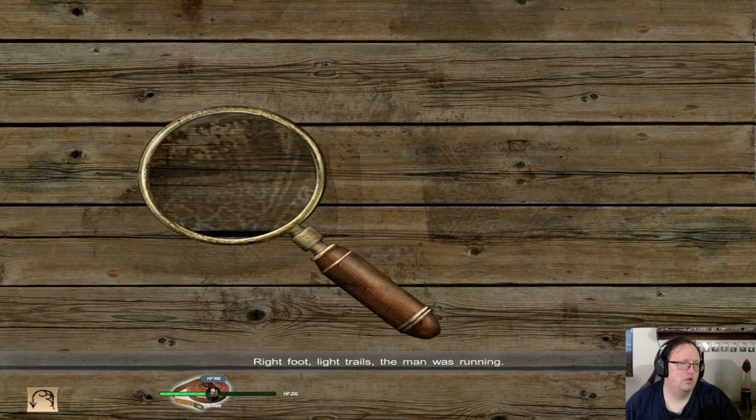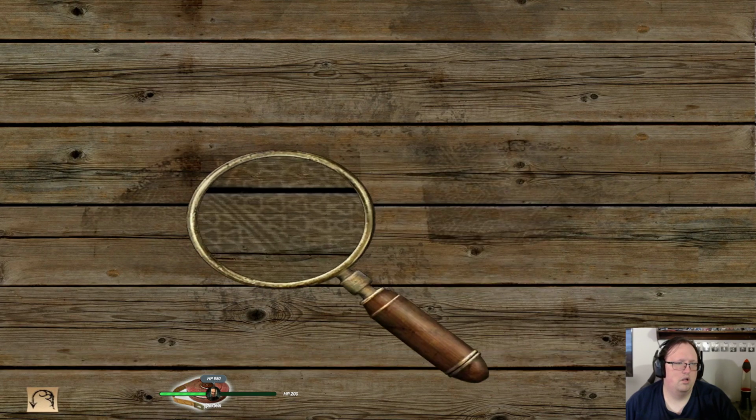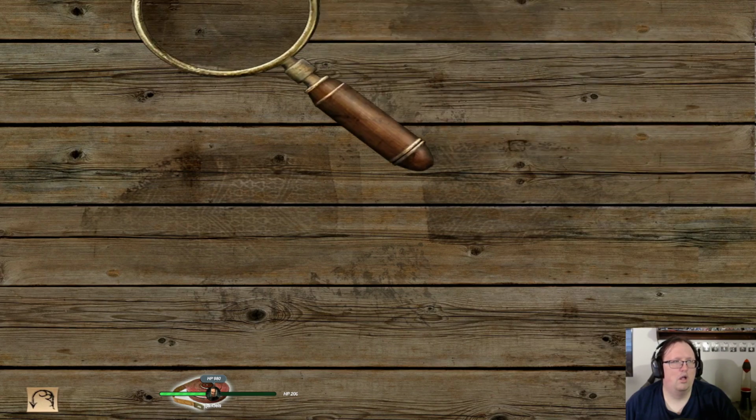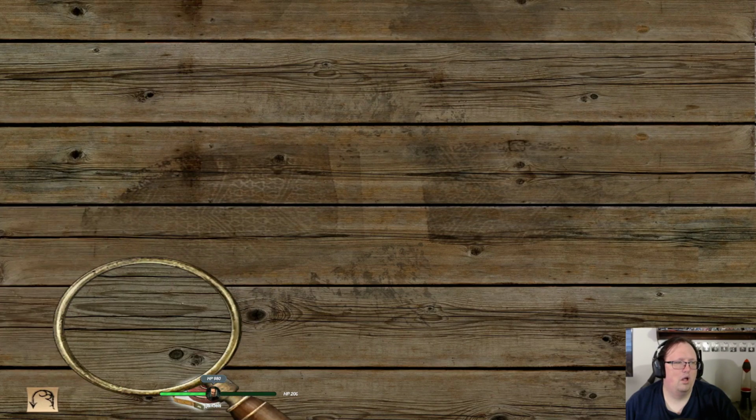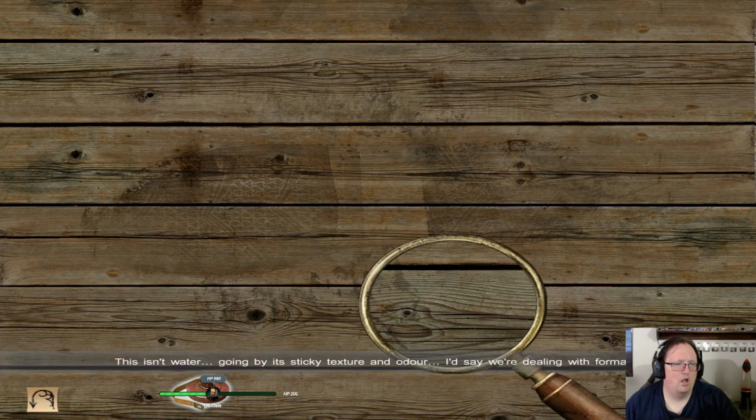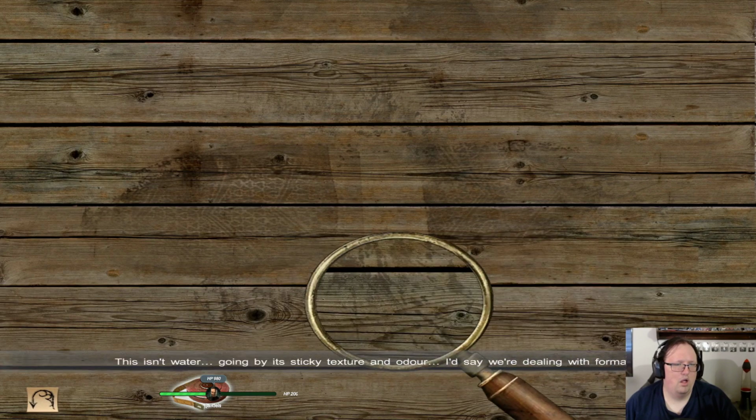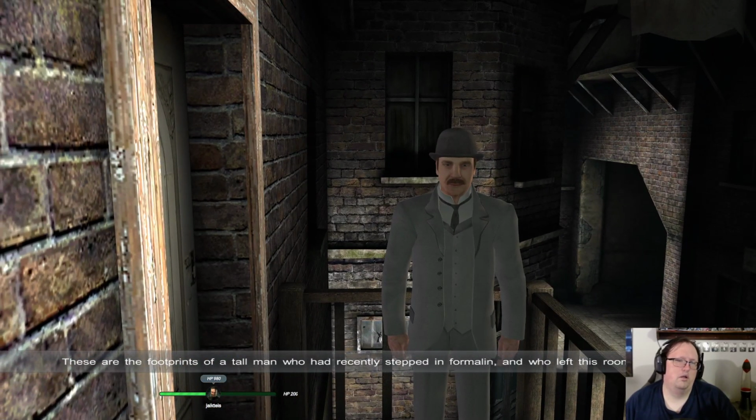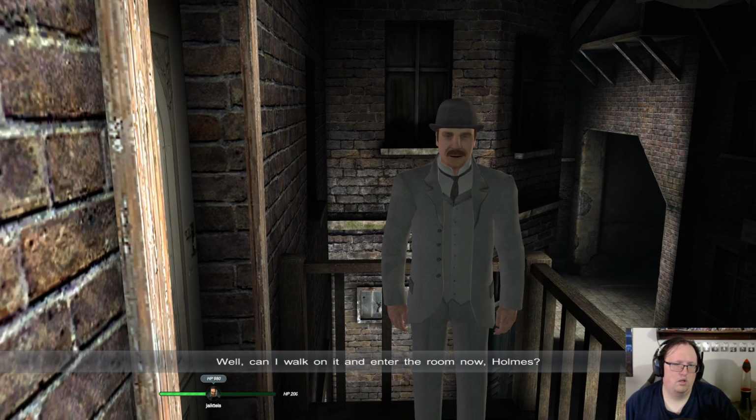Right foot, light trails. The man was running. This isn't water. Going by its sticky texture and odor, I'd say we're dealing with formalin. These are the footprints of a tall man who had recently stepped in formalin and who left this room in a hurry. Well, can I walk on it and enter the room now, Holmes?